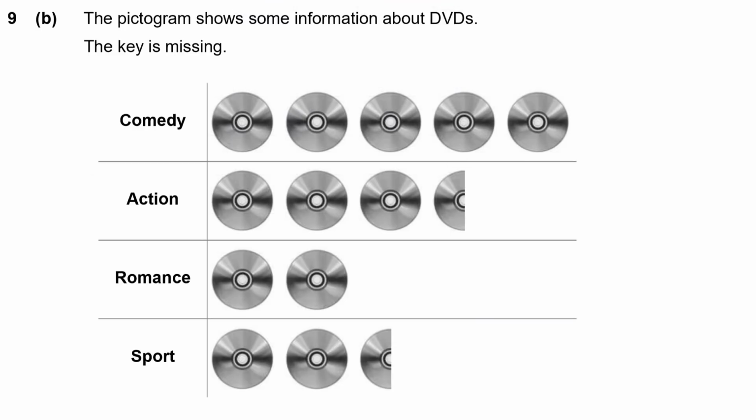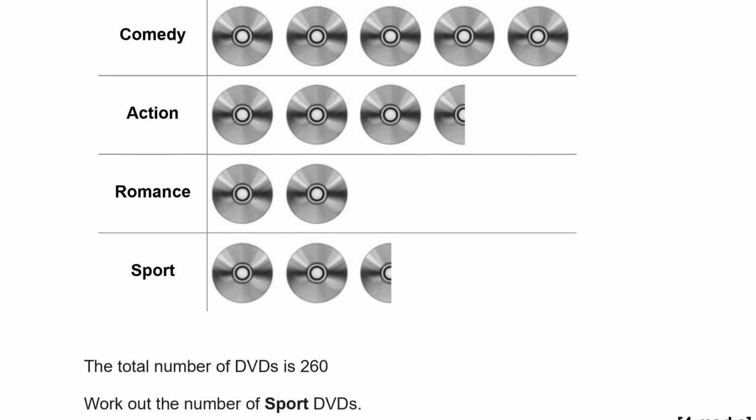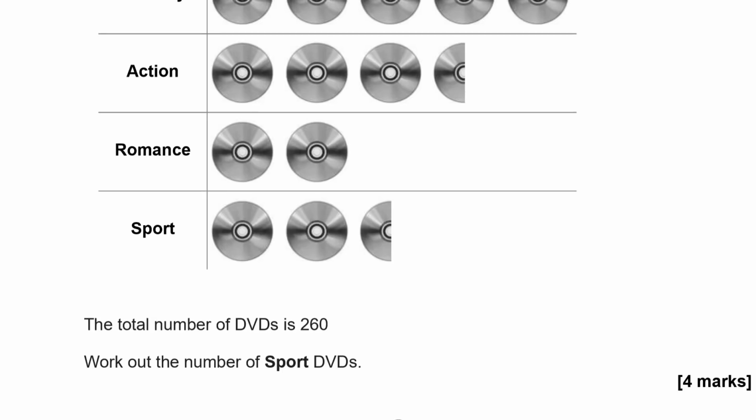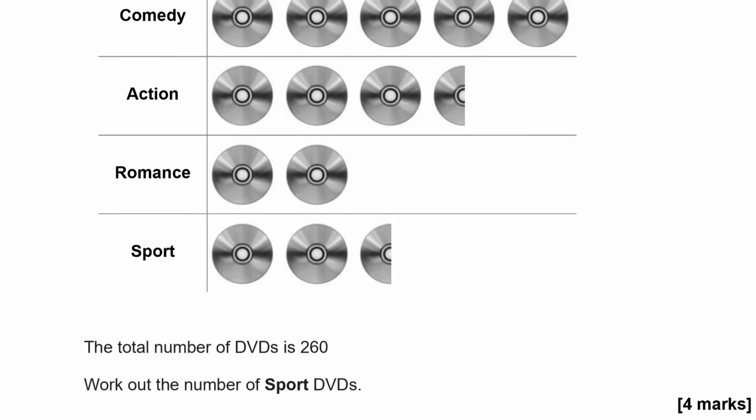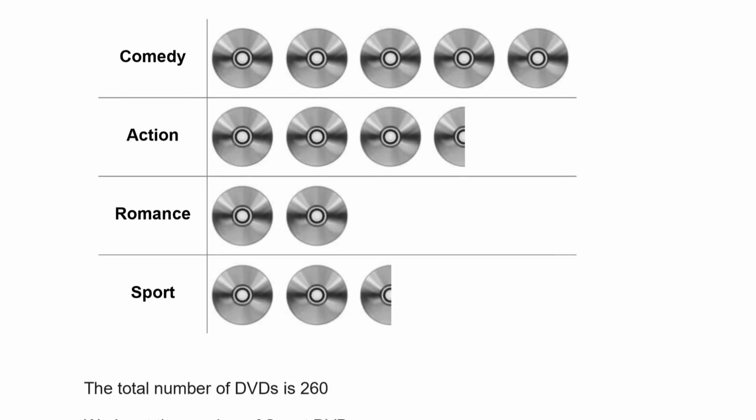Question 9, part B, says the pictogram shows some information about DVDs and the key is missing. The total number of DVDs is 260. Work out the number of sport DVDs. So the total number of DVDs in there is meant to be 260. And I've got 1, 2, 3, 4, 5, 6, 7, 8, 9, 10, 11, 12 whole ones and 2 half ones, which makes 13 altogether. So our 260 DVDs is represented with 13 pictogram DVDs.